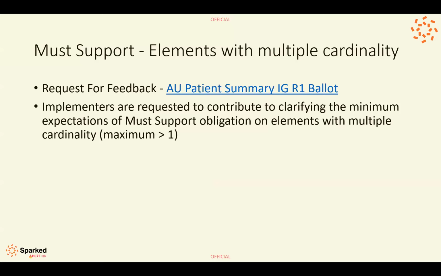So I'm reporting mainly on the patient summary session that we did, where we talked about the ongoing issue around must support obligations for elements with multiple cardinality. We were looking at basically the request for feedback sections in the R1 ballot that's still open today if people want to provide some feedback on that.